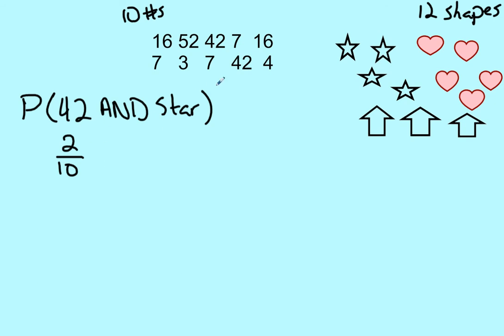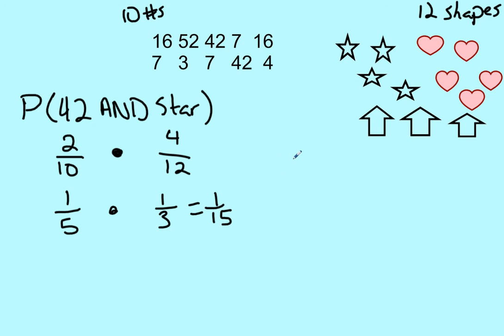And to get a star out of the bowl, we'd say there are 12 shapes here. Only 4 of them are stars. So that's 4 out of 12. Okay. So then we're multiplying these together. We simplify. So 2 out of 10 is 1 over 5. 4 over 12 is 1 over 3. And then 1/5 times 1/3 is just 1/15. That's all there is to it.